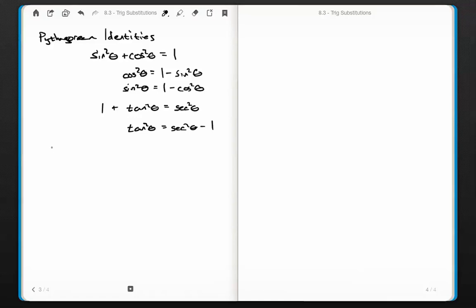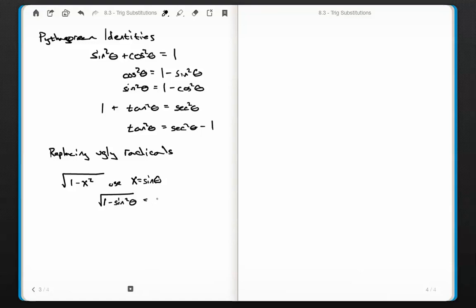So this whole chapter really should be called replacing ugly radicals. If I've got a radical in my integral that looks like this, the square root of 1 minus x squared, I could replace that with x equals the sine of theta. And what will that give me? I don't really have room to write it the way I have in my notes. That becomes 1 minus sine squared theta, which equals cosine squared theta, so the radical just becomes cosine theta.